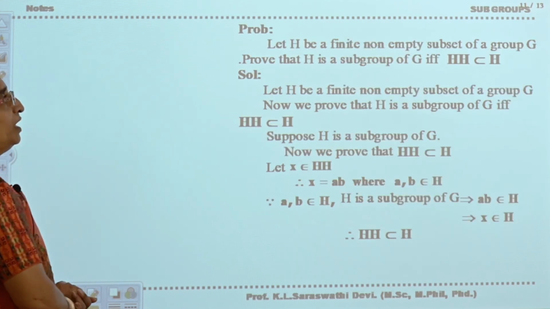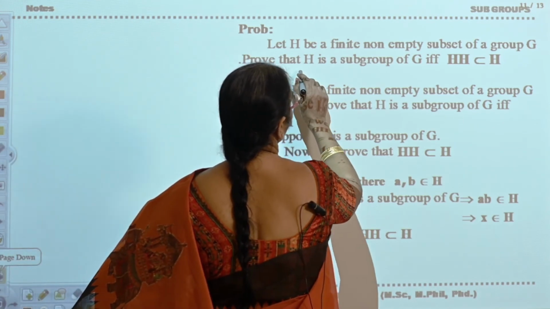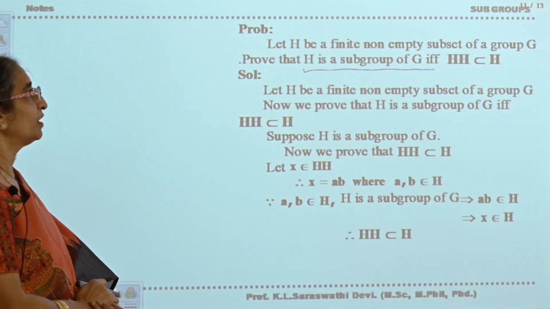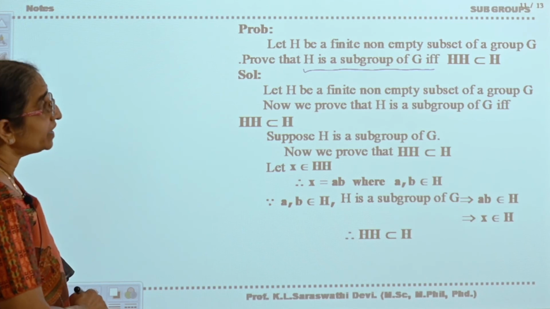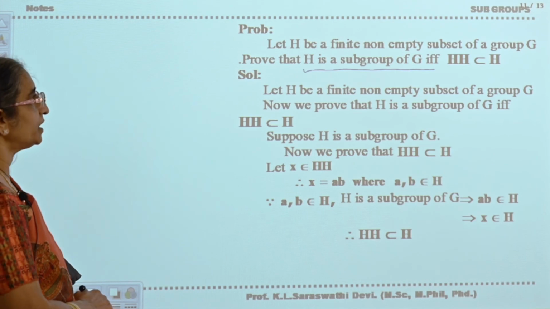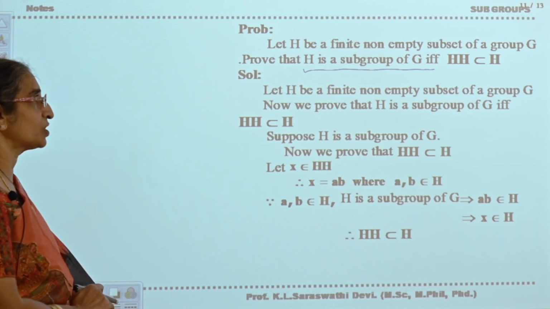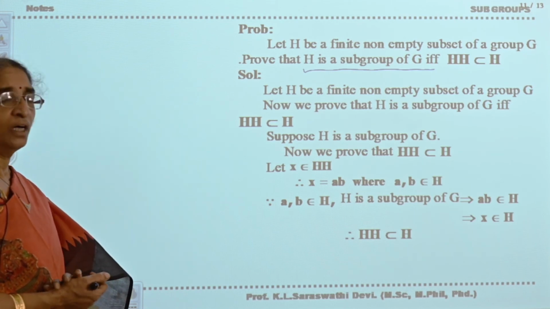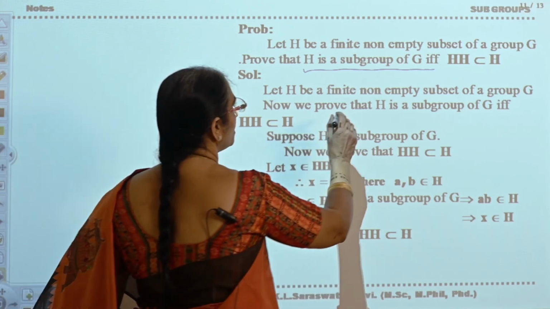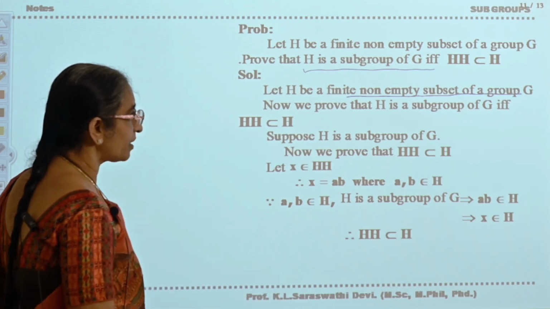Now see. Let H be a finite non-empty subset of a group G. Prove that H is a subgroup of G if and only if HH is a subset of H. Here H is a finite non-empty subset of a group G. Now you have to prove that H is a subgroup of G if and only if HH is a subset of H. I think I proved this in the necessary and sufficient conditions also. Now take H as a finite non-empty subset of a group G. Now suppose H is a subgroup of G.